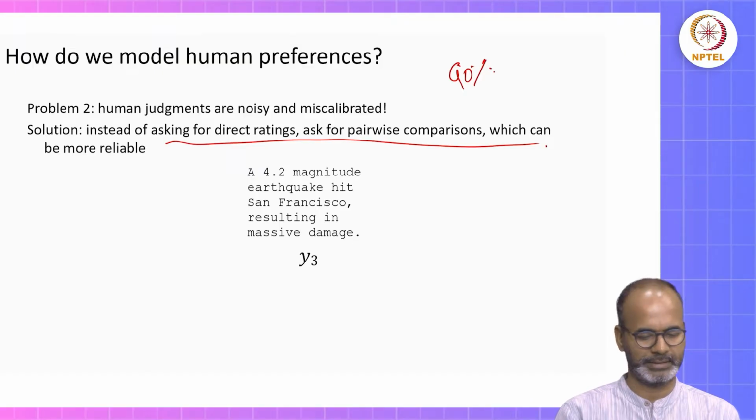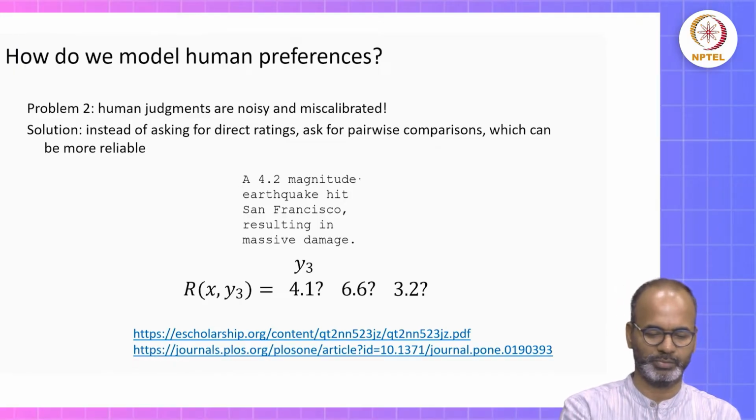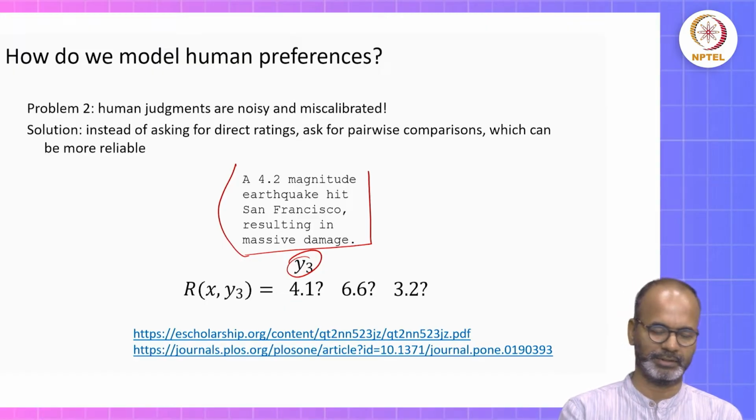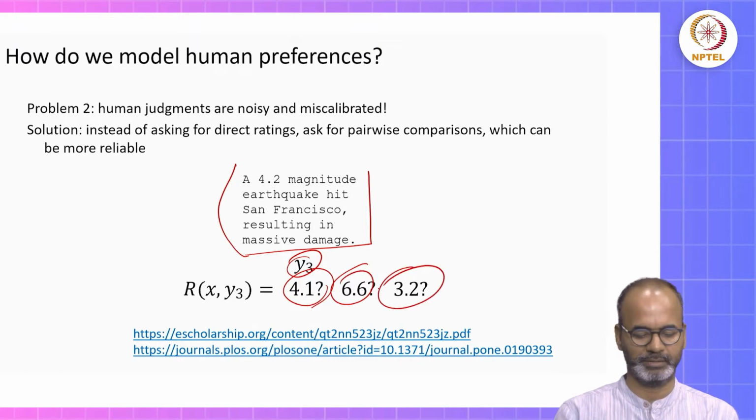Right? Same text. Can we say that a 4.2 magnitude earthquake hit San Francisco, resulting in massive damage? That's a third summary. But now the third summary is, how well does it compare to the earlier values, or what is the value compared to? So that's the idea here with the intuition.